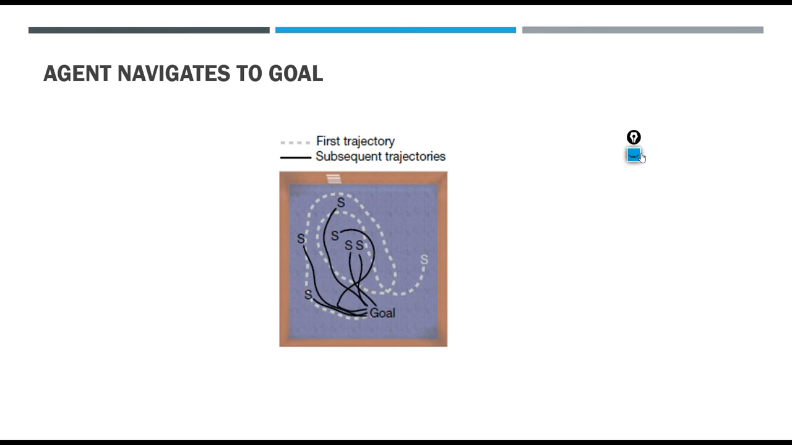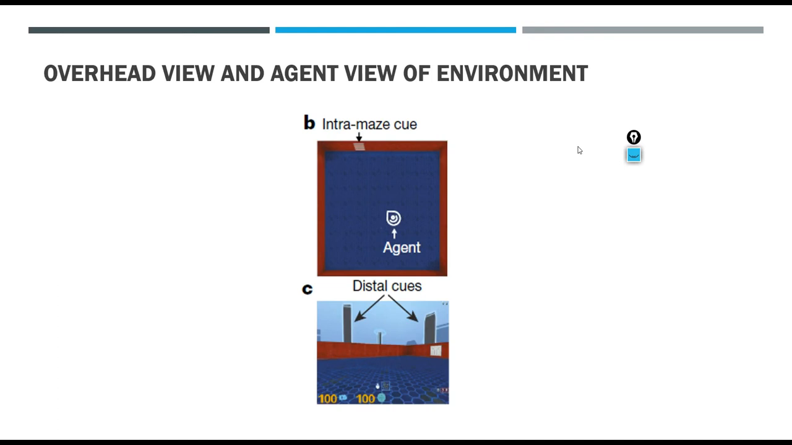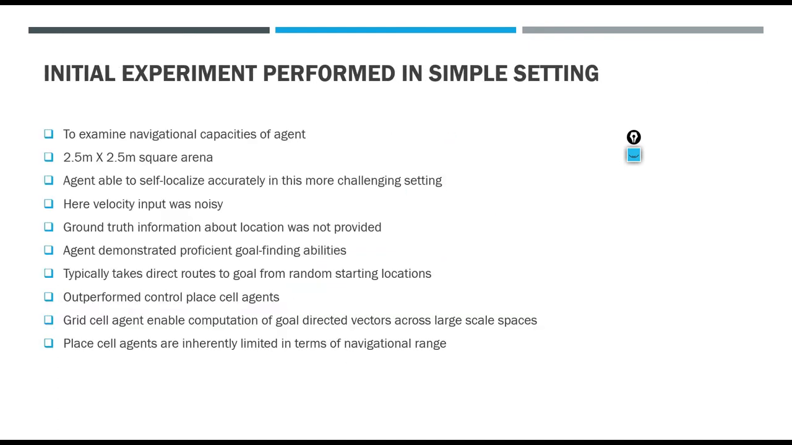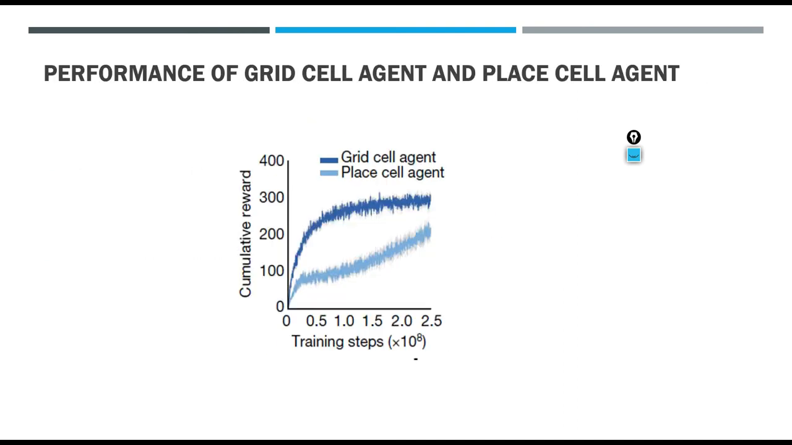So here there is also a comparative analysis where the grid cell agent basically outperformed the control place agents. If you look at the figure, we can see that the grid cell agent is outperforming the place cell agent. And so the reason could be that grid cell agents enable computation of goal-directed vectors across large-scale spaces. But on the other hand, the place cell agents are inherently limited in terms of navigational range and do not support route planning across unexplored spaces.